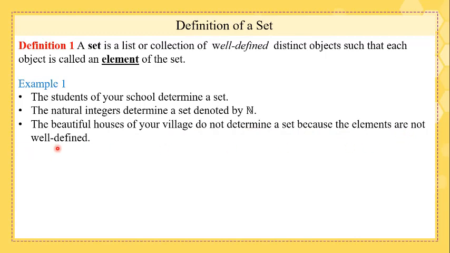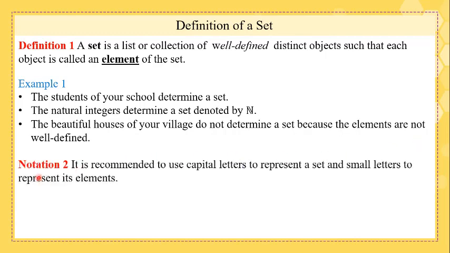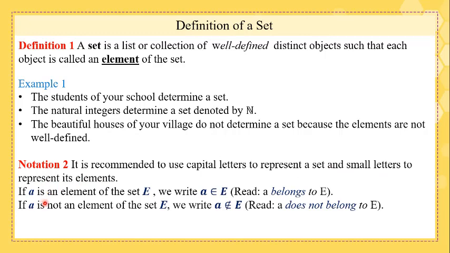For more examples, the students with green eyes determine a set. The teachers aged more than 30 years determine a set. Notation 2. It is recommended to use capital letters to represent a set, and small letters to represent its elements. If a is an element of the set E, we write a belongs to E. If a is not an element of the set E, we write a does not belong to E.